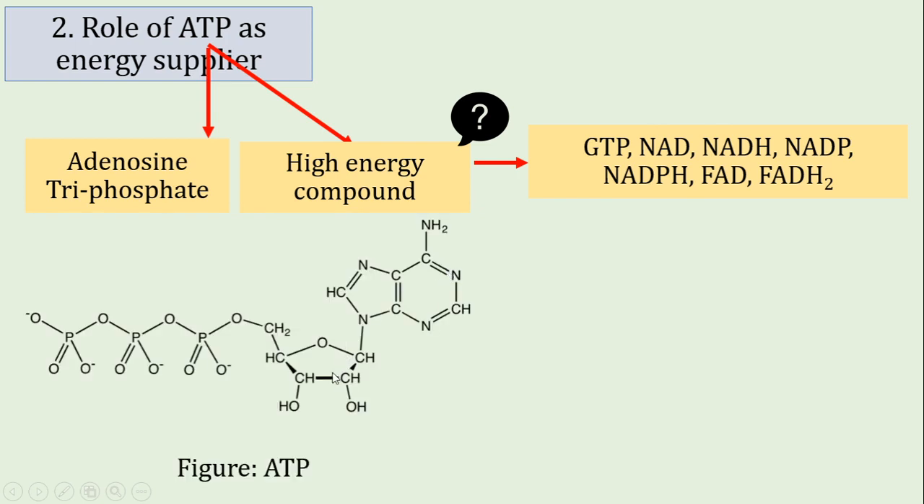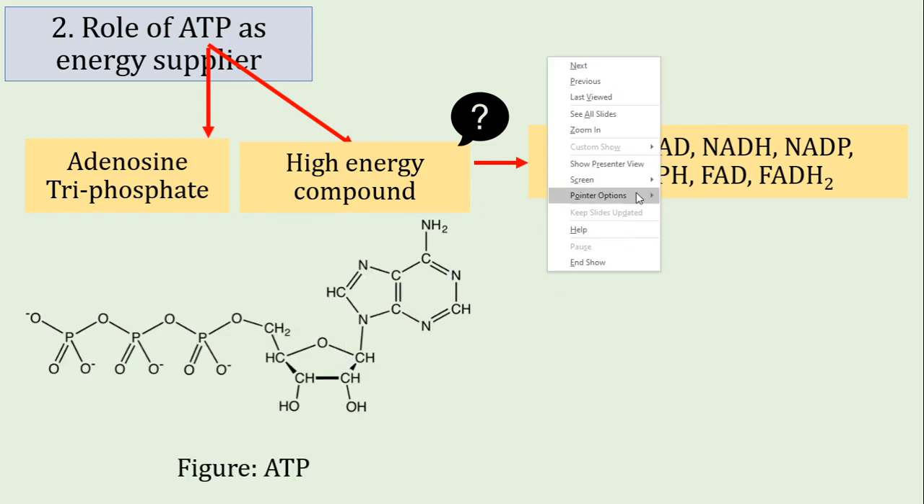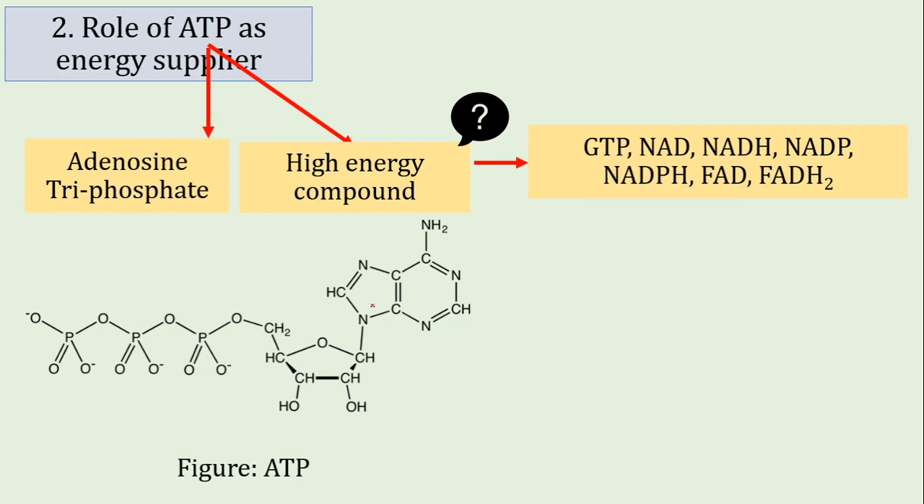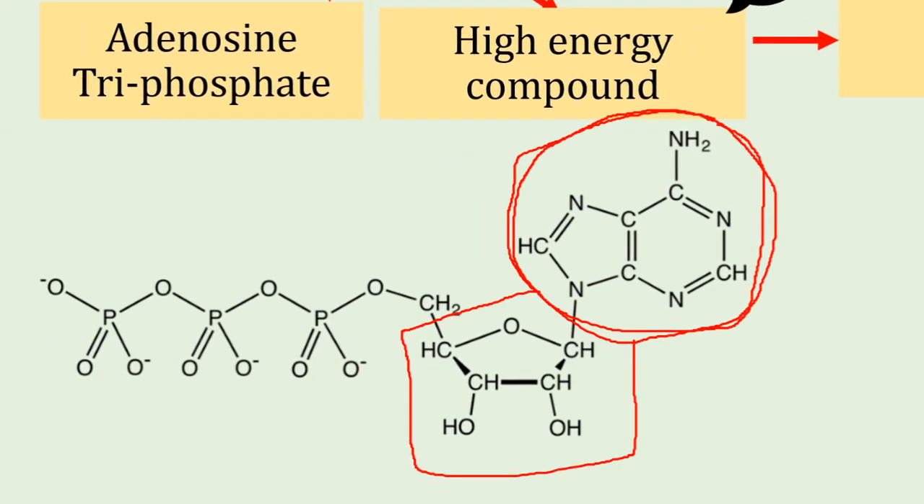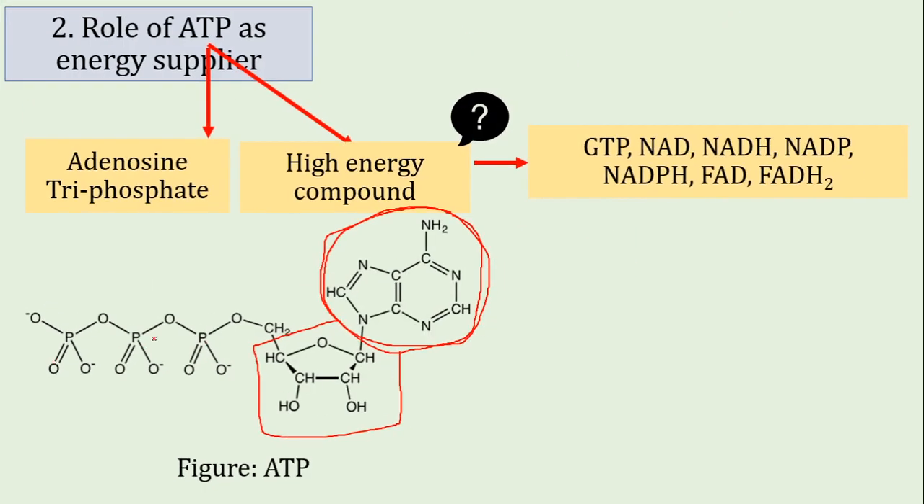We see the structure of ATP here. This double ring part is called adenine, and along with it there is a 5-carbon sugar attached, that is called ribose sugar. So adenine with ribose sugar produces adenosine, and with adenosine we see 3 phosphate groups attached consecutively. That is why in total it is called adenosine triphosphate.